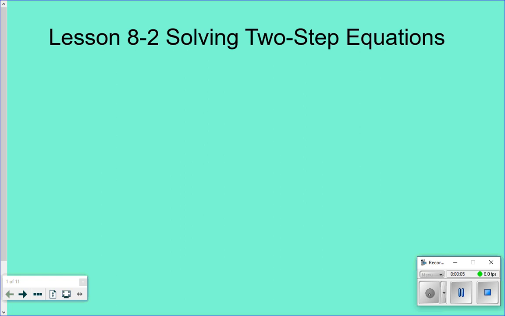All right, so 8-2, this is solving two-step equations. We did this last year, but it's going to get a little trickier this year, okay? I have a whole bunch of different types of problems I'm going to show you and what they're going to look like. There's exactly 3 types that you're going to see today, and we're going to go through each of those 3 types so you can see exactly how you need to solve these things, okay?